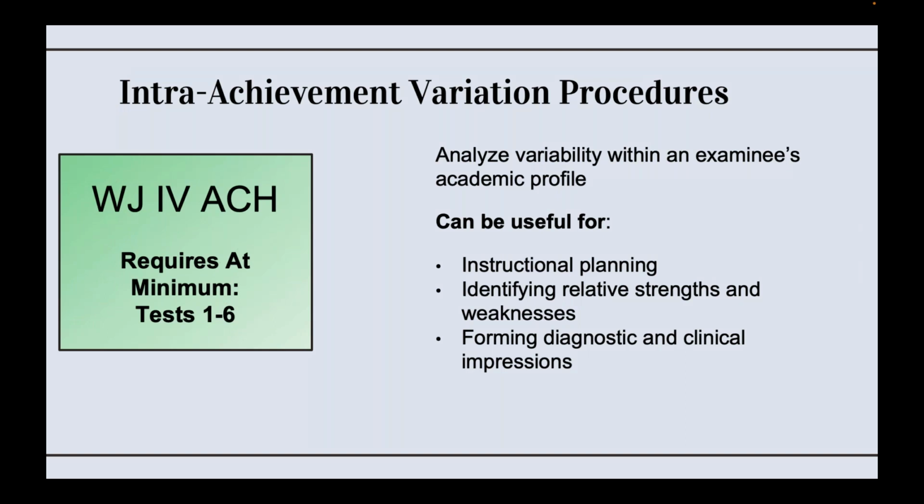So that's thinking about the strengths and weaknesses component, and how once you know those strengths and weaknesses, that lends itself to instructional planning. The last bullet listed on this slide is talking about diagnostic and clinical impressions. When we're thinking about areas to investigate for SLD, whether it be dyslexia, dyscalculia, or dysgraphia, we know there are particular areas of achievement that tend to be impacted, and particular areas, depending on the type of SLD, that tend to be relatively stable or strong. So again, this procedure can help you see some of that fluctuation across an examinee's score profile.